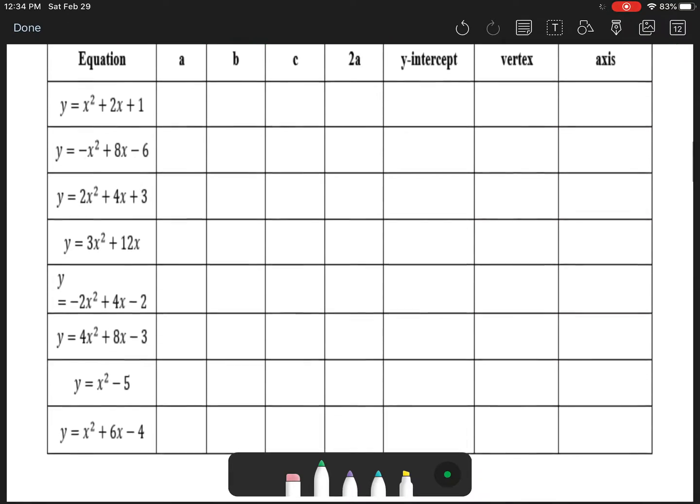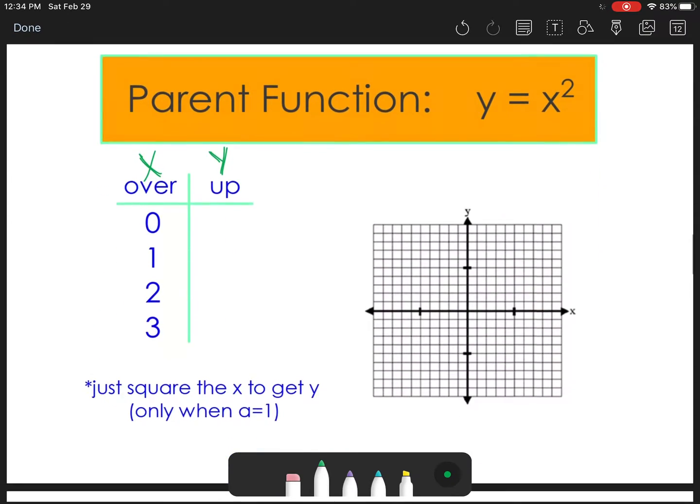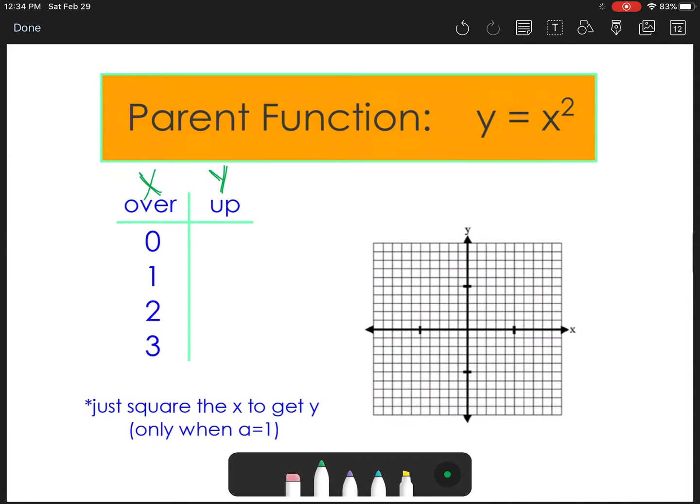Now, yesterday we practiced identifying our a, b, and c. And so today, before we start graphing, we're going to talk about something called the parent function. The parent function is the simplest quadratic equation. Every other quadratic equation is just a variation. It stems from this parent function y equals x squared.